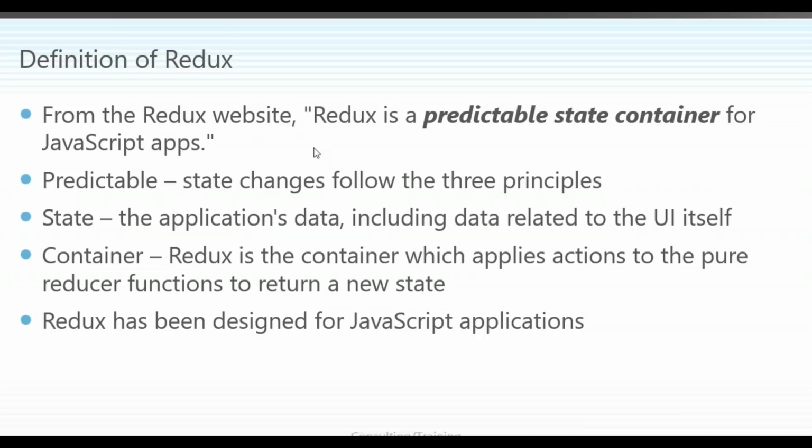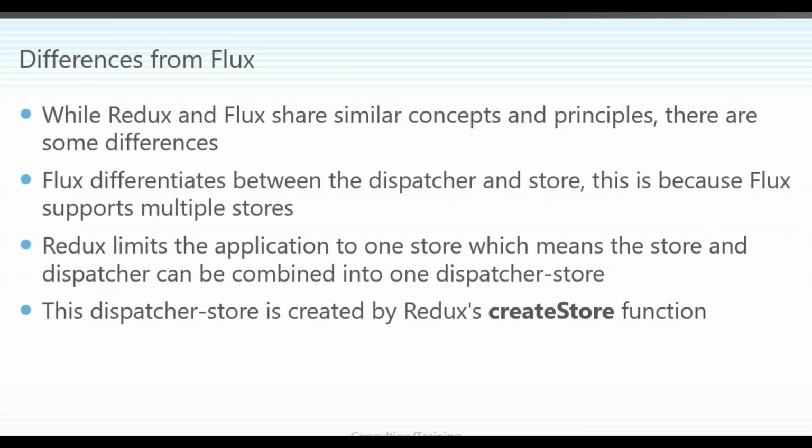Then there is a term called state: the application's data. What is the state over here? The application's data, including the data related to the UI itself. The third important term here is container. Redux is the container which applies an action to the pure reducer functions to return a new state. Finally, Redux has been designed for JavaScript applications. So I will say that Redux is a predictable state container for JavaScript apps.